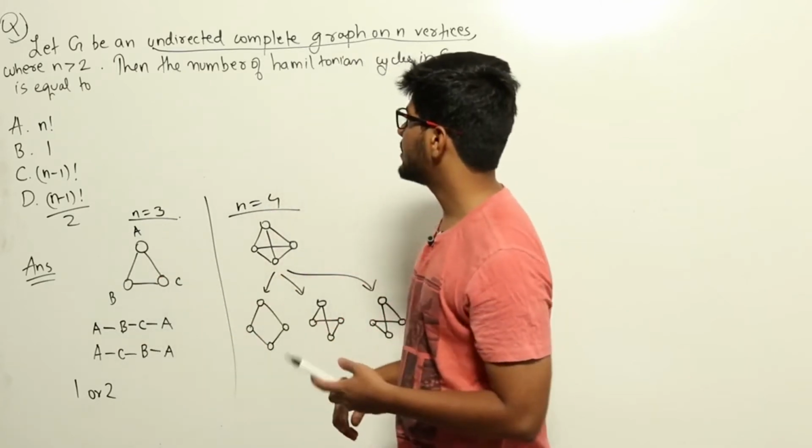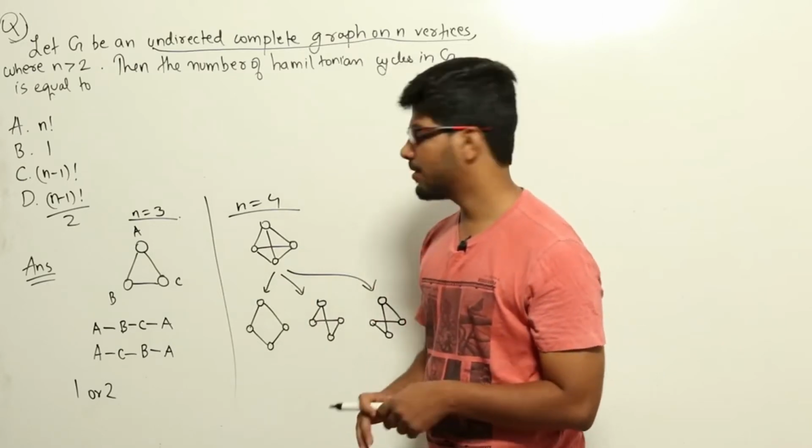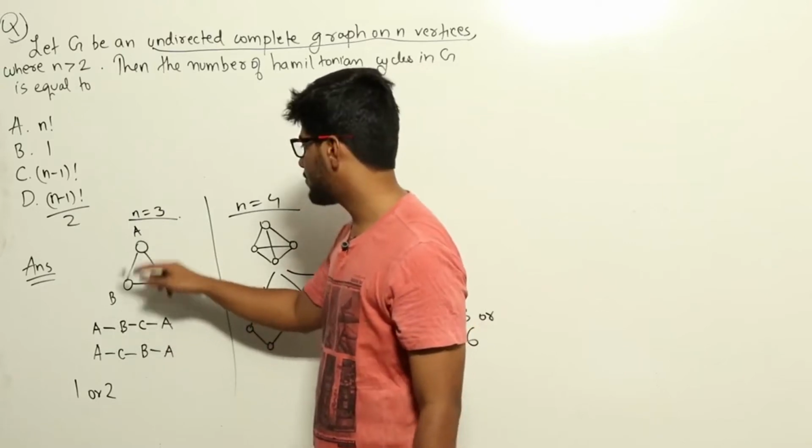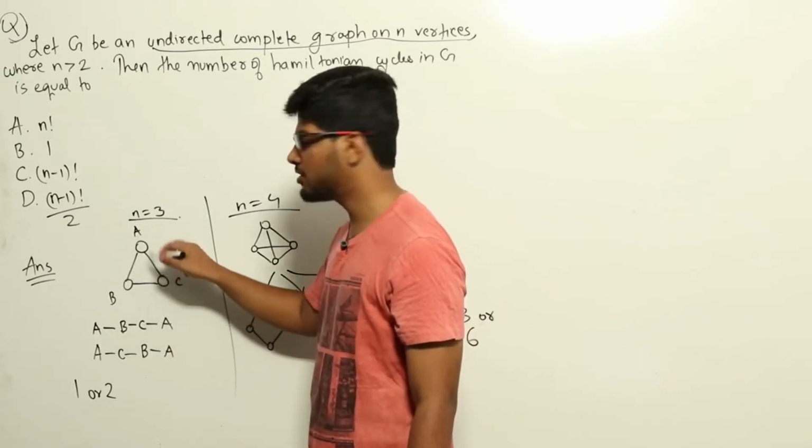Now in the question they haven't given whether the nodes are labeled or not, so we are not sure if this should be considered as one single cycle or if we should consider the reverse as a different cycle and it should be two cycles.